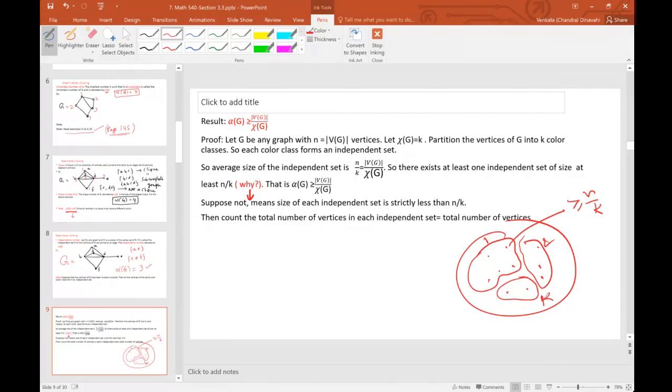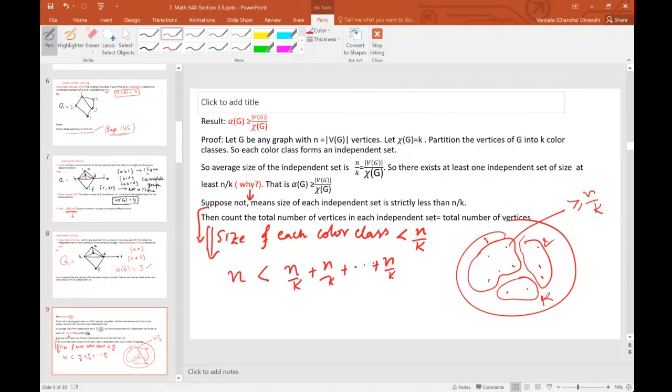This is a similar result you proved in the previous assignment. What that means is the size of each color class is strictly less than n by k. That's what I wrote. Now you count all these vertices. If you count all of them, I'm going to get the total number of vertices. That is going to be n. And I'm saying the size of each and every one is strictly less than n by k. So if you add all of them, that should be strictly less than, I'm adding n by k.